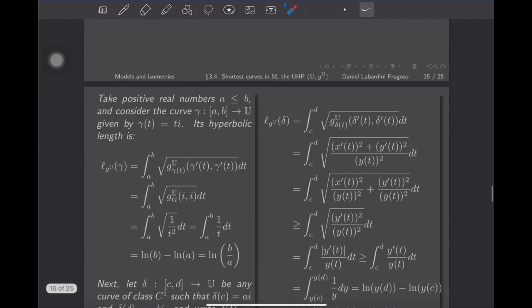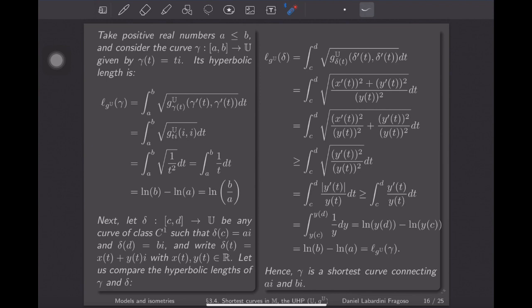I'm going to start with the imaginary axis in the upper half plane, and I'm going to show that the segments in the imaginary axis are shortest curves. Then for general pairs of points, I'm going to map them to the imaginary axis and then map them back. Okay, so the strategy is more or less similar.